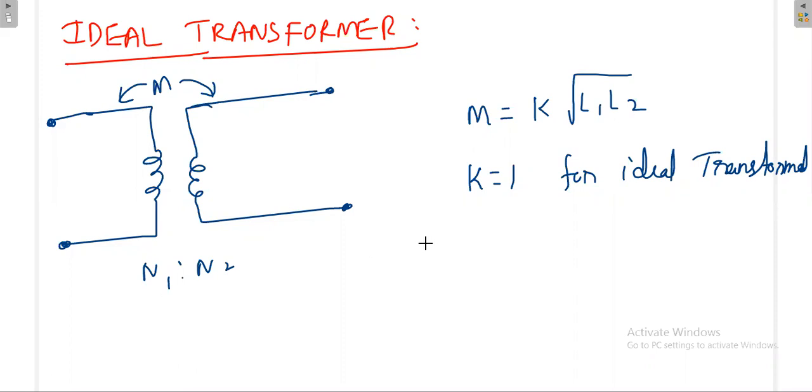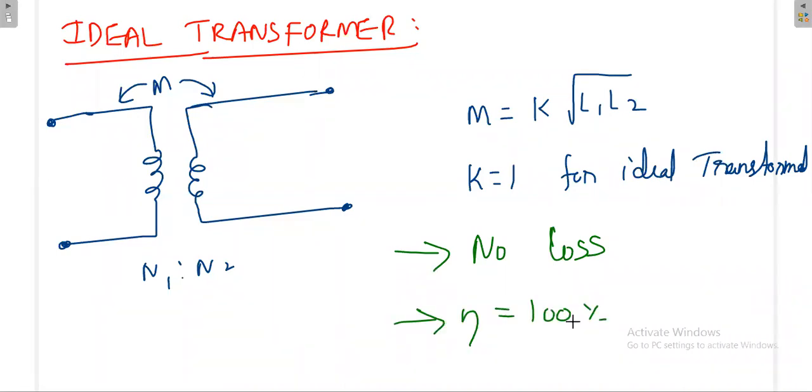The transformer is ideal means it is not having any losses. Generally, the transformer will have many losses, core loss, copper loss, heat loss, something like that. So if it is ideal, then it will not have any loss. So no loss. Again, the efficiency is 100%.